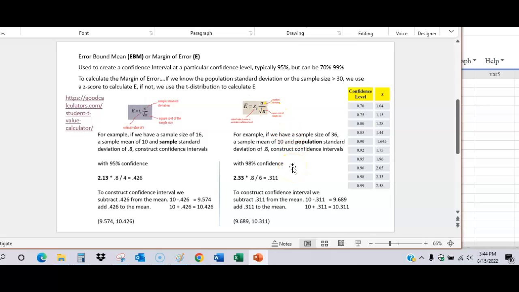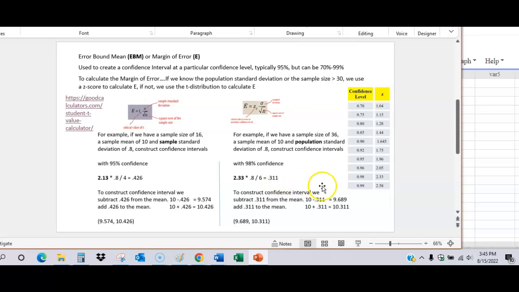So for 98% confidence, I'm going over to my table, that's 2.33. I'm plugging that in for the z. I'm multiplying that by my 0.8, which is my standard deviation, and I'm dividing that by the square root of 36 because that's my sample size, and I get 6. That gives me a margin of error, or the error-bound mean, of 0.311. So that's my margin of error. That's my plus or minus value.